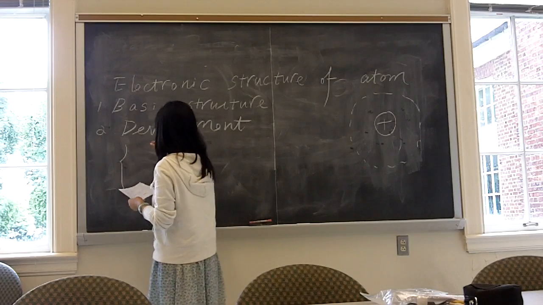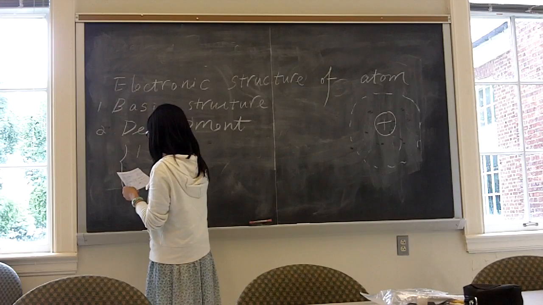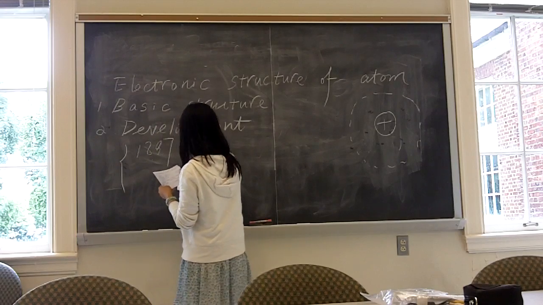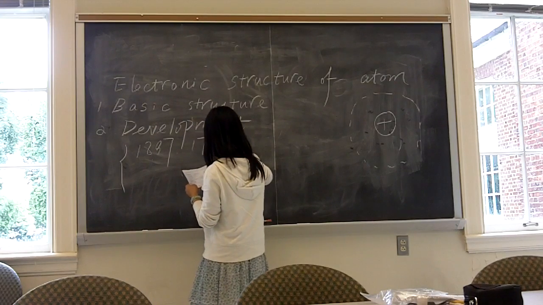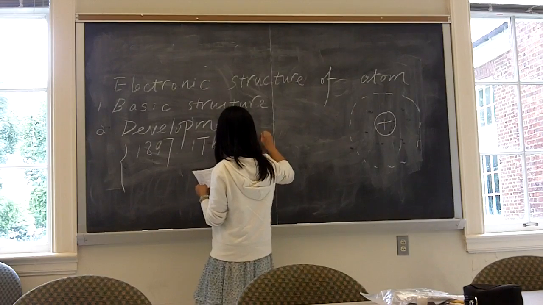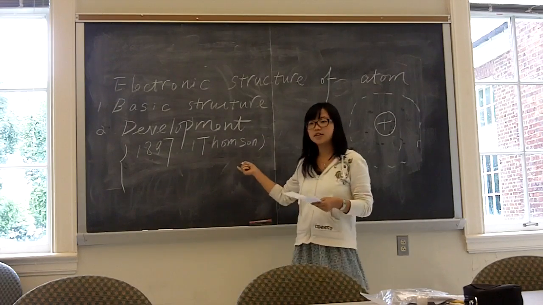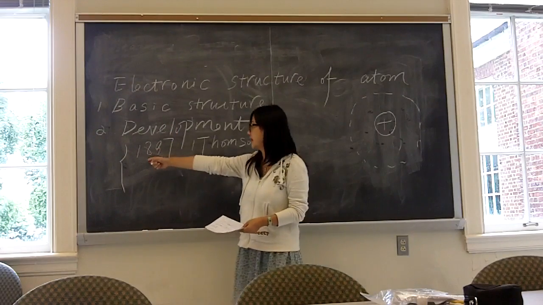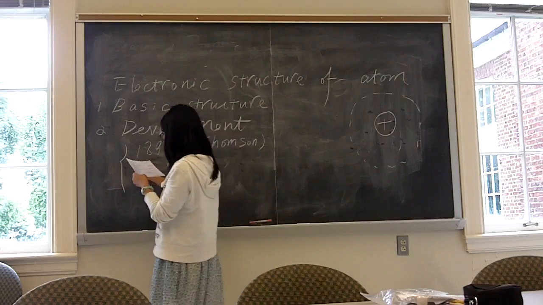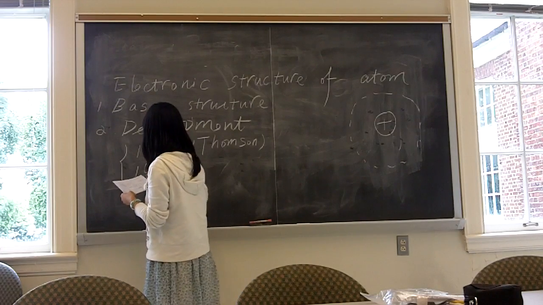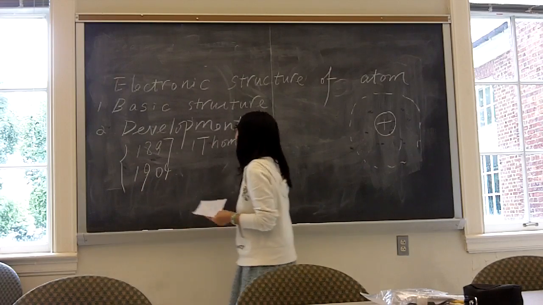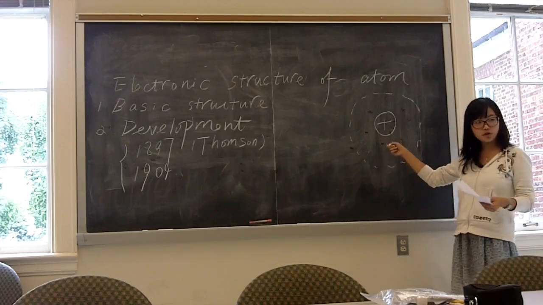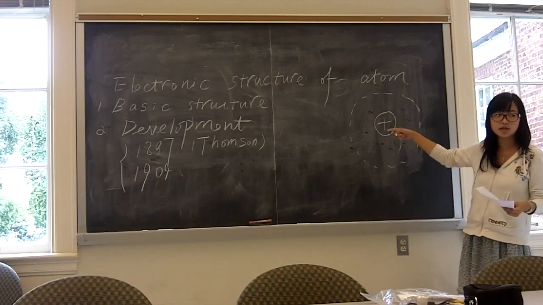I want to have an introduction about a scientist. I believe some of you may have heard this name. Thomson is an English scientist, and he found the existence of the electron in 1897, and in 1904, he put forward a model which could explain the distribution of electrons in the surrounding space of the atom.